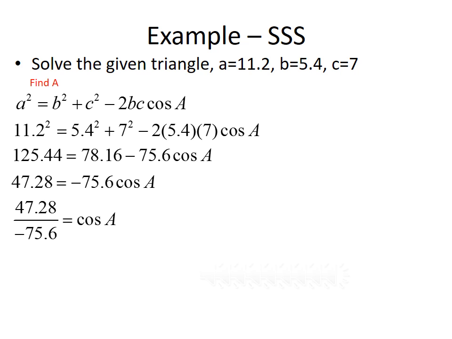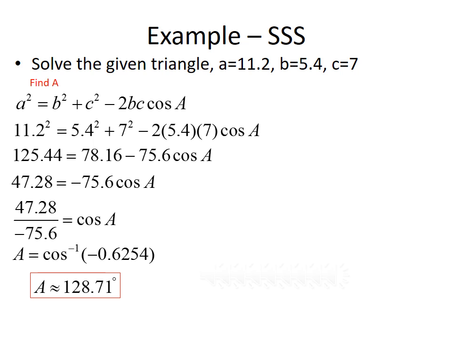If we subtract 78.16 from both sides of the equation, we'll get 47.28 equals negative 75.6 cosine of A. Then we divide both sides by negative 75.6 to get cosine of A equals 47.28 divided by negative 75.6. 47.28 divided by negative 75.6 will give us a negative 0.6254. And to find A, we'll take the inverse cosine of that. And so if we evaluate that with our calculator, we'll get A is approximately 128.71 degrees.